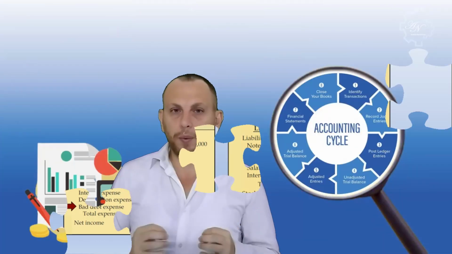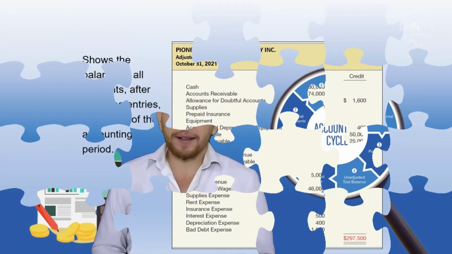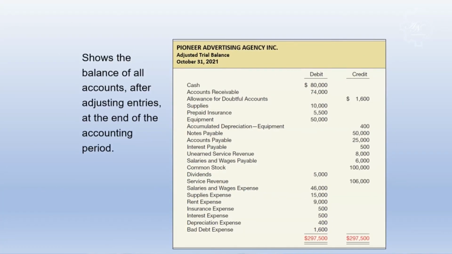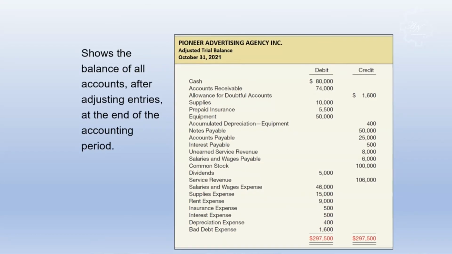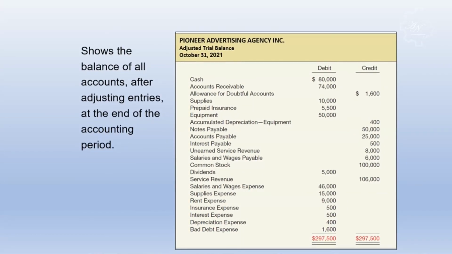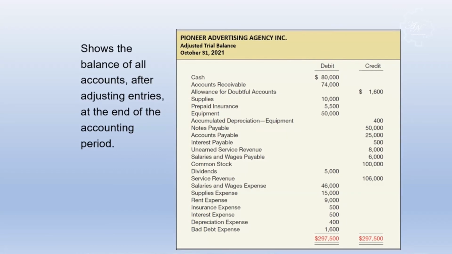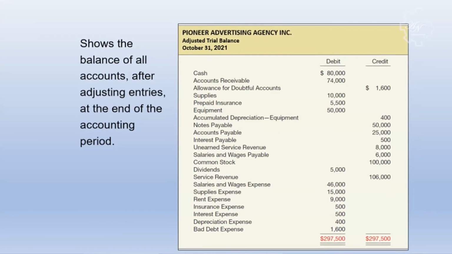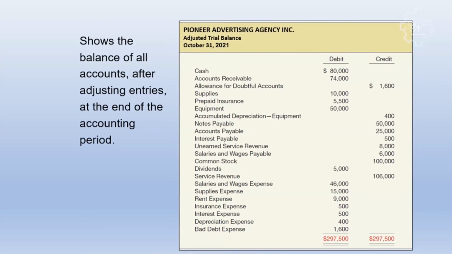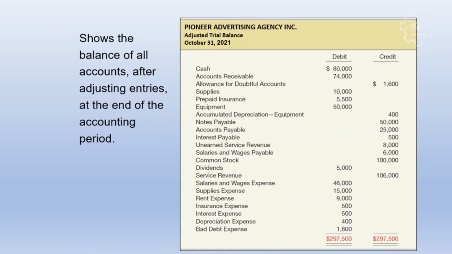Now that you are done with making adjusting entries, it's time to put them in a new trial balance. This one is again done to prove that debits and credits balance in the end. Here we can see the adjusted trial balance for Pioneer Agency Inc. It shows the balance of all accounts after adjusting entries at the end of the accounting period. We will talk in more detail about financial statements.